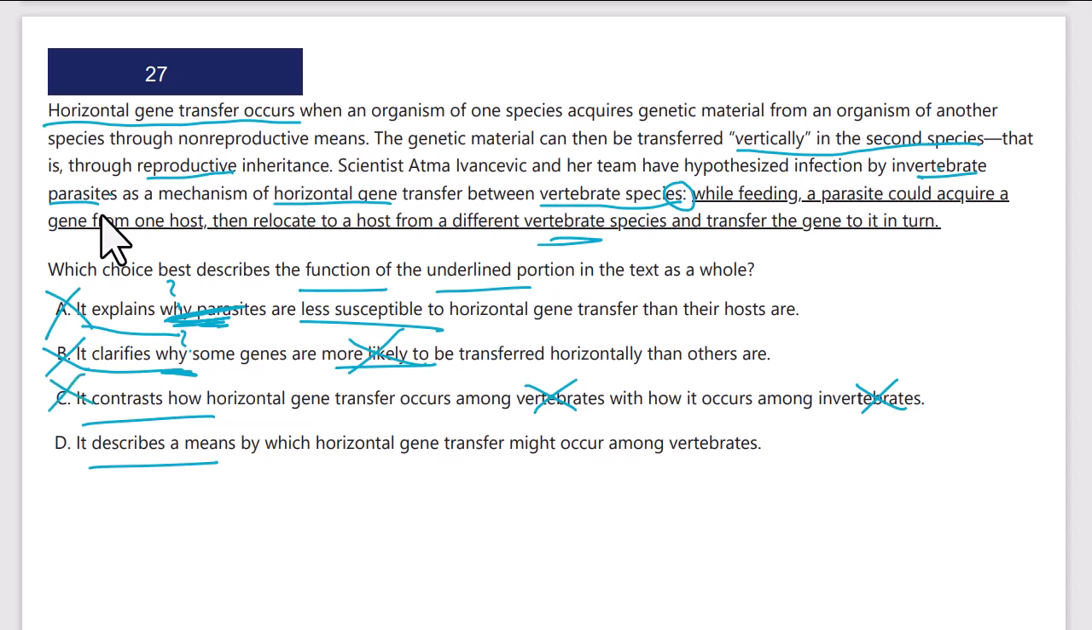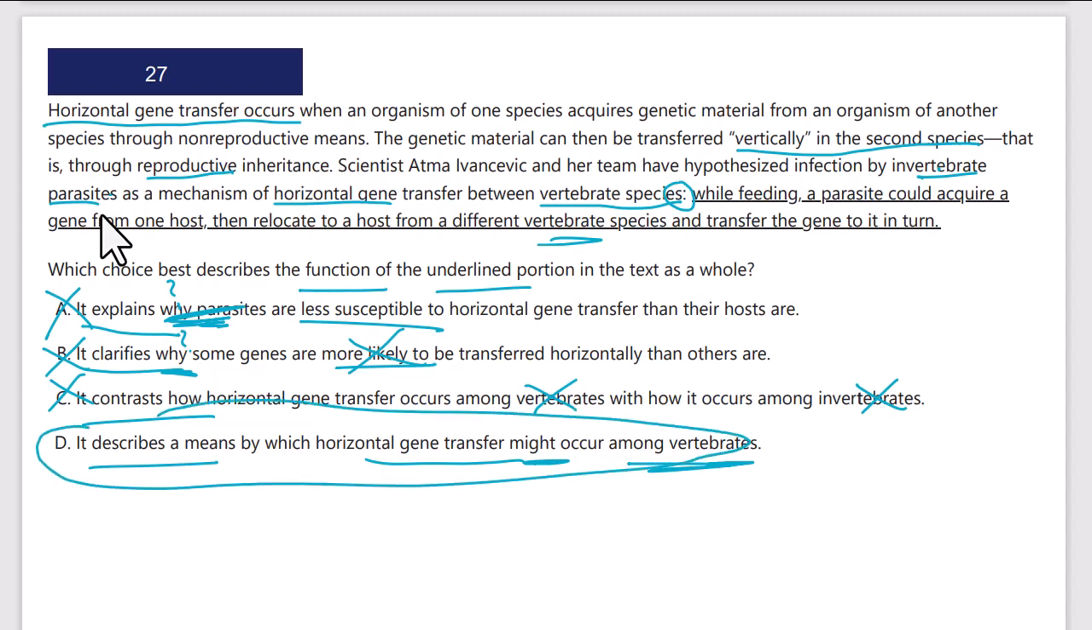It describes a means by which horizontal genes transfer might occur among vertebrates. Yes, that's exactly it. That's exactly what it does. It's defining or telling you, here's an example of how the horizontal gene transfer could occur. Okay, and it's their hypothesis, so it's definitely a might, and it's among vertebrates, right? You know, the transfer might be coming from an invertebrate, but it's among vertebrates. That's the right sort of topic. D is correct.